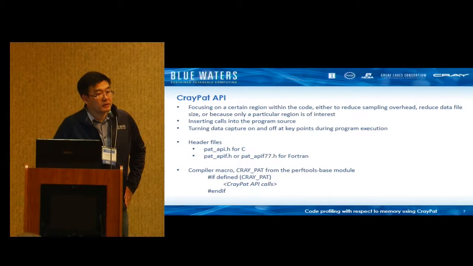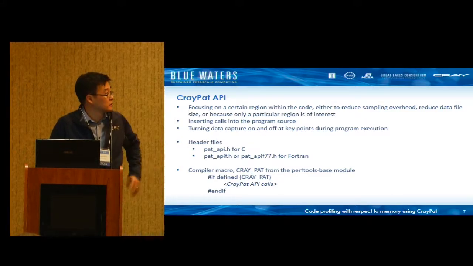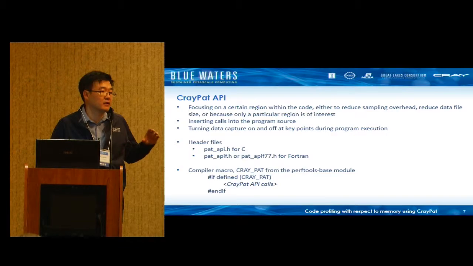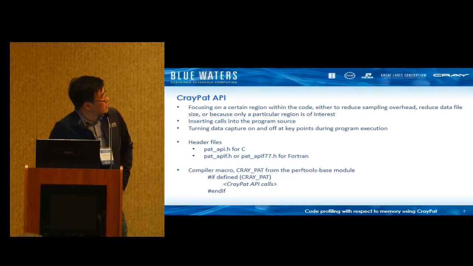Okay, the CrayPat API. Most of us are working on production-level legacy code. As Galen said, your code is really long. So someday you improve your program by updating some small part, and after updating it, you may just want to look at the performance of that updated kernel. For this, the CrayPat API is really crucial. You can turn data capture on and off at key points, and for that you need to insert API calls into your source file.